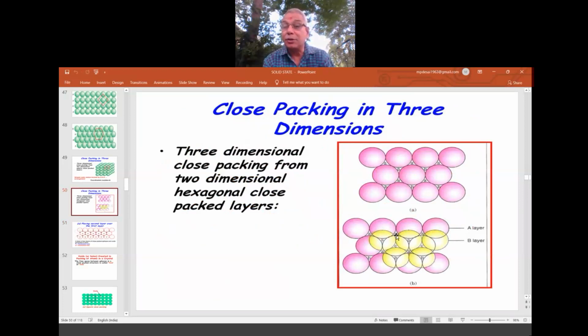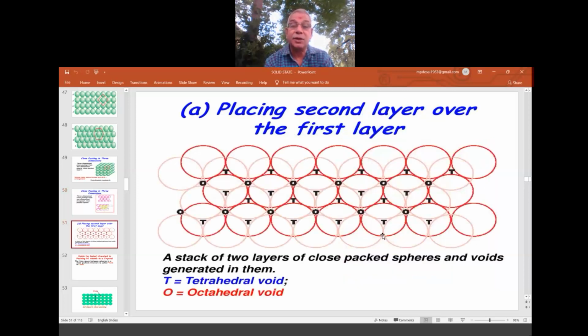Because of the packing in 2D, here we have the gaps. These are called the voids. I told you yesterday, gaps are the voids. Now, by keeping the second layer over the first layer in such a way that, concentrate on this particle or this circle, this is covering one void. That means I am arranging in such a way that voids are covered.